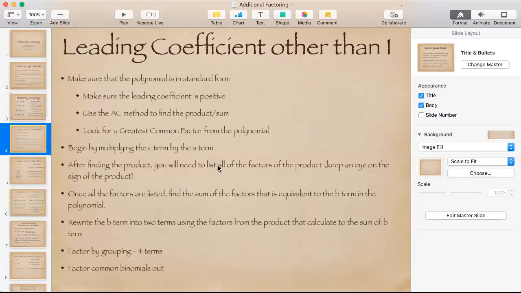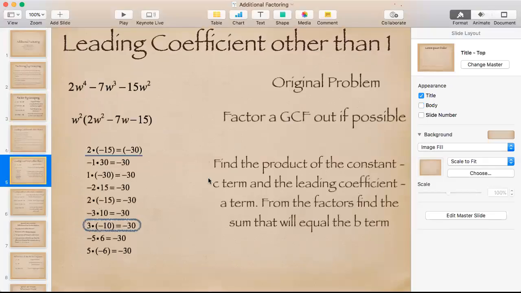Okay, the second thing that we talked about today is a leading coefficient other than 1. And like I said, this is no different than what we were doing last week. You're going to do the same exact steps. So you're going to first check to see if there's a greatest common factor that you can factor out of the entire trinomial. In this case, we have a w squared.